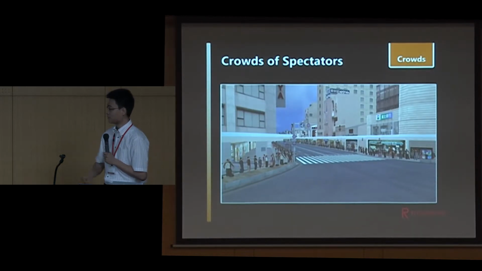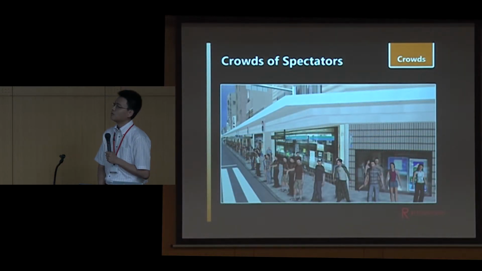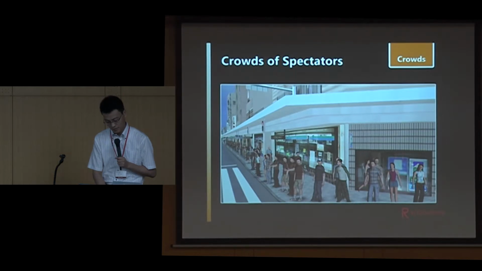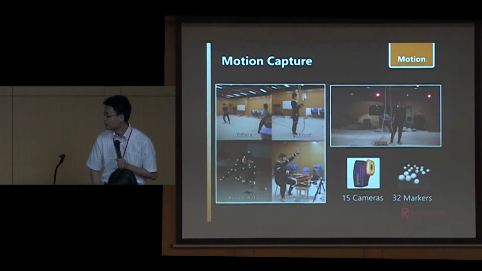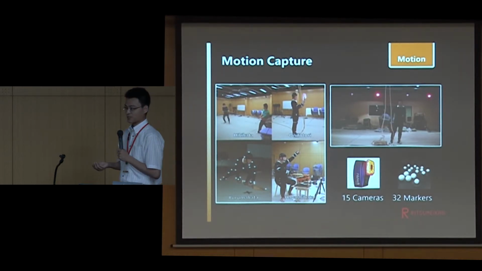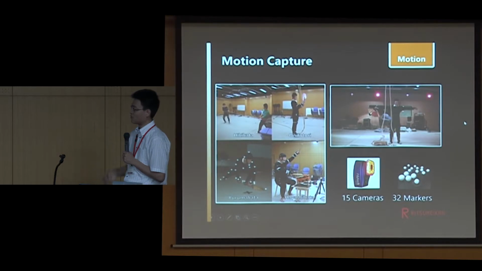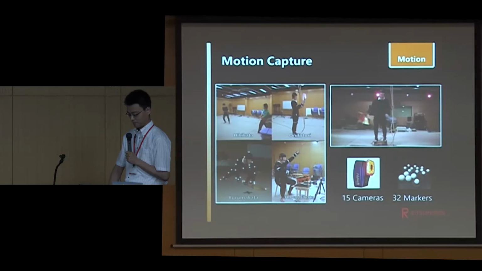And also we reproduce a lot of crowds of spectators. Currently, we have 1,500 avatars put in this environment. And for the motion of the characters, we use real motions captured by the motion capture system. In fact, this is a video, but I will skip it. This is how we capture the motion of the director, the Ondotori.